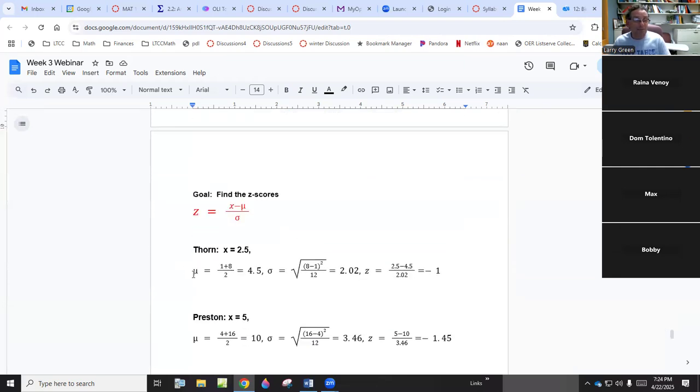So then we can say mu is equal to (A plus B) over 2, or (1 plus 8) over 2. Any questions on finding mu? 1 plus 8 is 9. 9 halves is 4.5.